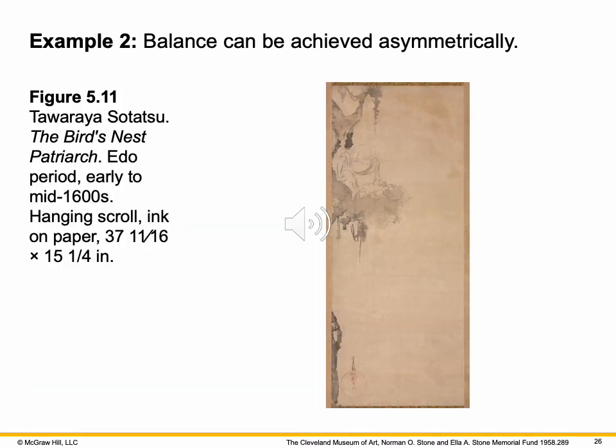Degas learned this technique from Japanese ink brush painting, such as this one by Sotatsu, the Bird's Nest Patriarch, a daringly asymmetrical composition. The forms are placed so far to the left that they are barely on the page. The artist relies on an implied line of vision, both to balance the composition and to reveal its meaning. We naturally raise our eyes to look at the form of the priest sitting in the tree. That's all there is to look at. We then follow the direction of his gaze down. Nothing, just the flat surface of the unpainted paper.